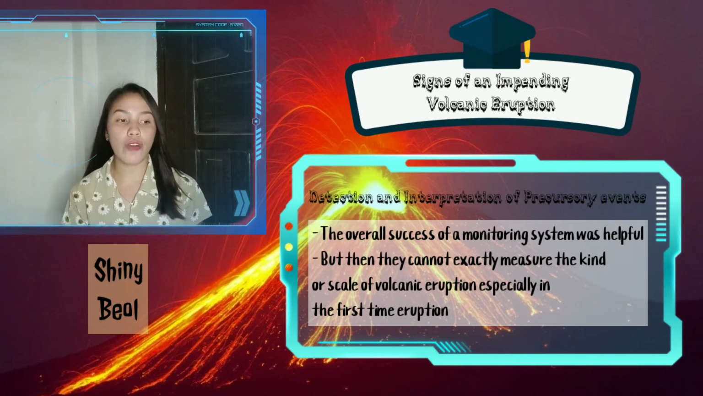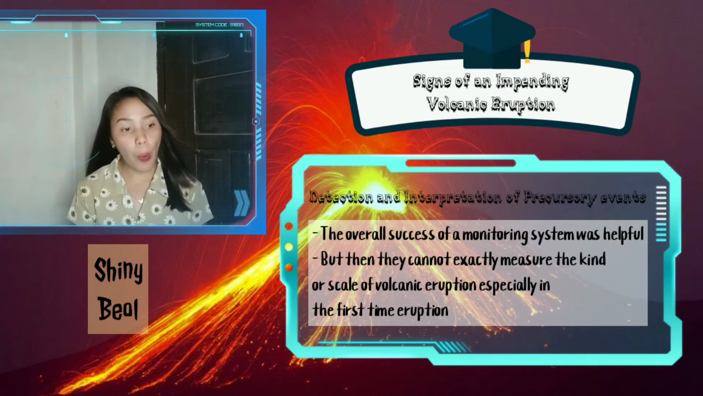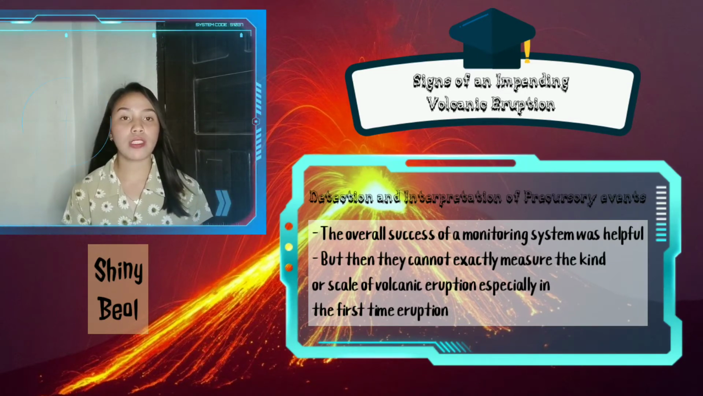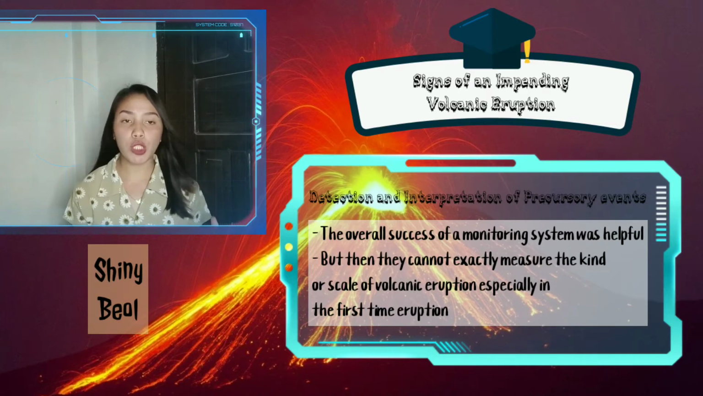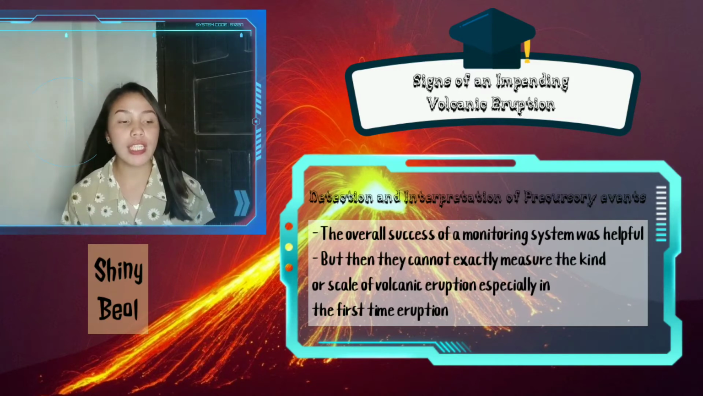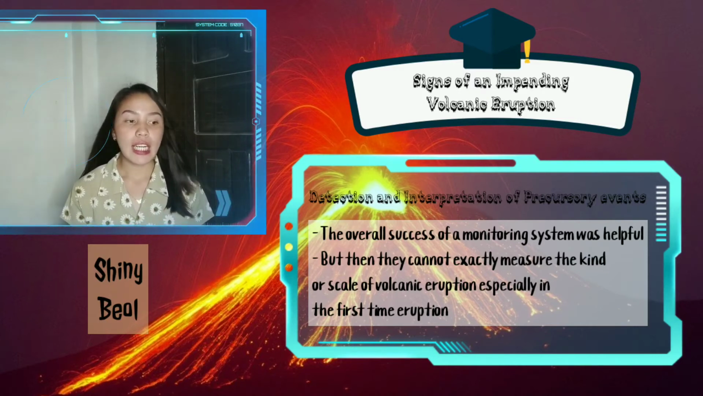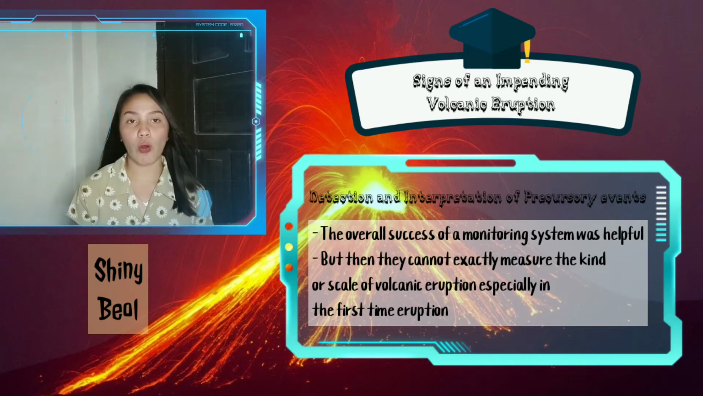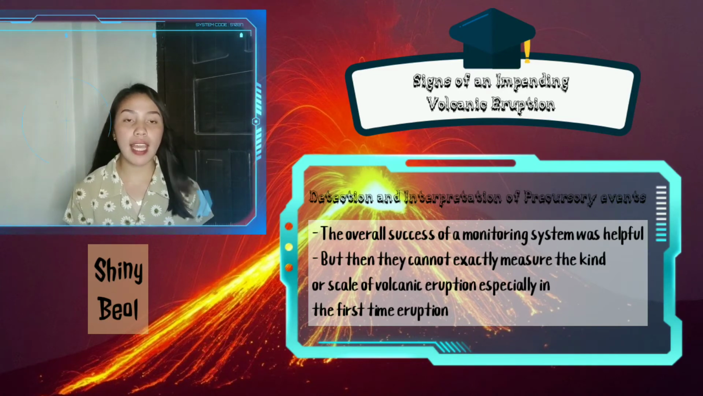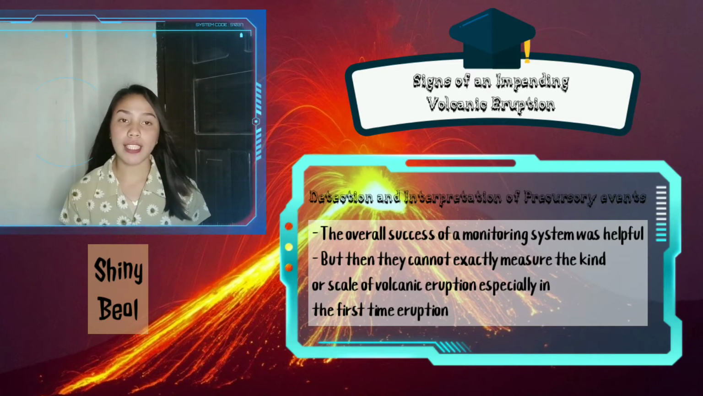The overall success of a monitoring system, provided its result, was helpful to warn on time the people and to evacuate them before an eruption. However, although they can detect an increase of possibility of an eruption and its location, they cannot exactly measure the kind of scale or kung gaano pa kalala ang volcanic eruption na ito, especially in the first time eruption. So, they cannot also know the exact day kung kailan ba magkakaroon ng eruption.